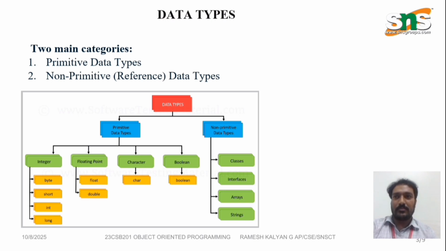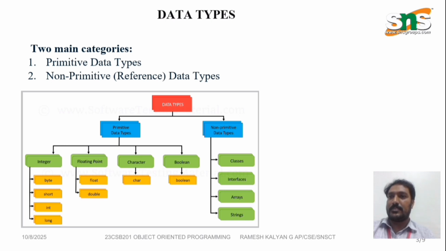So the main categories of data types: the first one is primitive data types, and the second one is non-primitive data types. The non-primitive data types are also called reference data types. We can see a small diagram with it. Data types have two types, primitive and non-primitive. Under primitive we have integer, floating point, character, and boolean. And in non-primitive data types we have classes, interfaces, arrays, and strings. We'll be seeing them one by one.